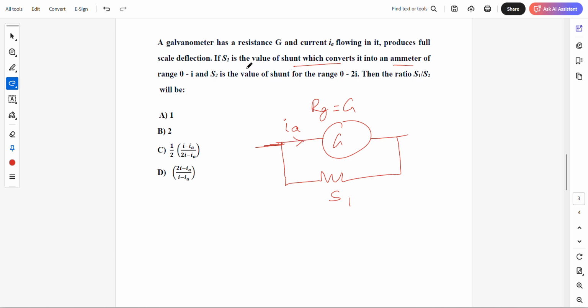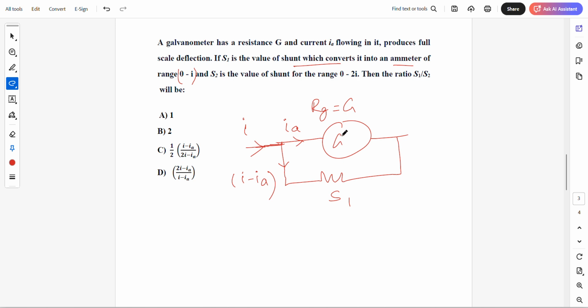If S1 is the value of shunt which converts it into an ammeter of range 0 to I, then what is the value here? I is flowing here, 0 to I is given. IA flows through the galvanometer. The remaining will be I minus IA. What is the current flowing through this shunt S1? I minus IA.